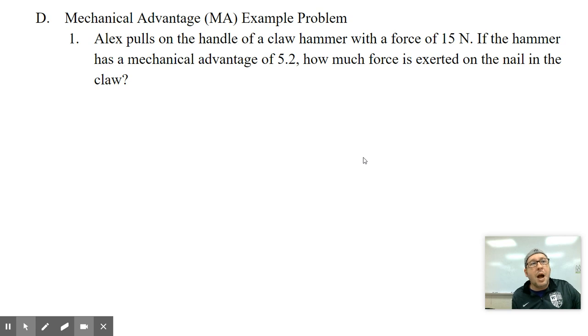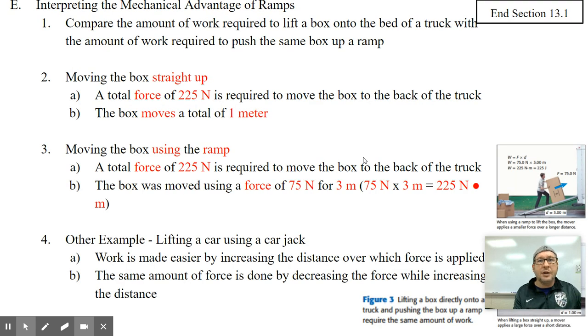All right. Now I'm going to skip the problem. I'm going to come back to the problem here in just a second because I want to finish the notes and then go back. So we also have ramps.